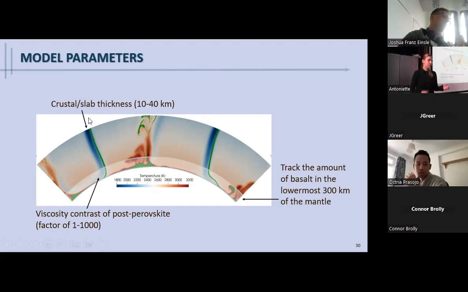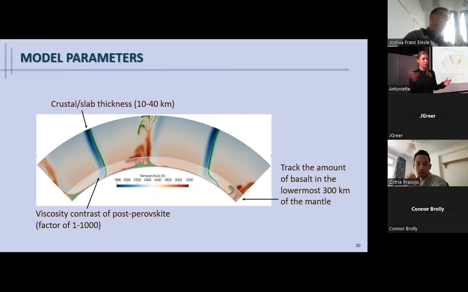And so you might ask, well, we know what the thickness of the oceanic crust is at the Earth's surface, why is that something we would vary? And so the reason is, as the slabs go down into the lower mantle, the viscosity increases, and so they have to slow down. And so you could think if they slow down, they sort of are squeezed together, and so the crust might become thicker. Or also earlier in the Earth, we might have a different crust thickness. And so we vary the crust thickness between 10 and 40 kilometers.